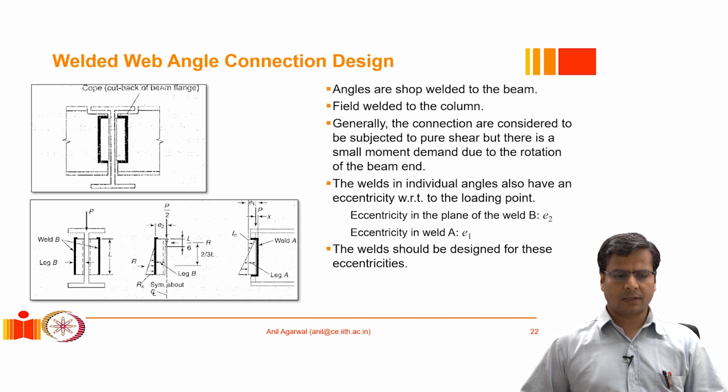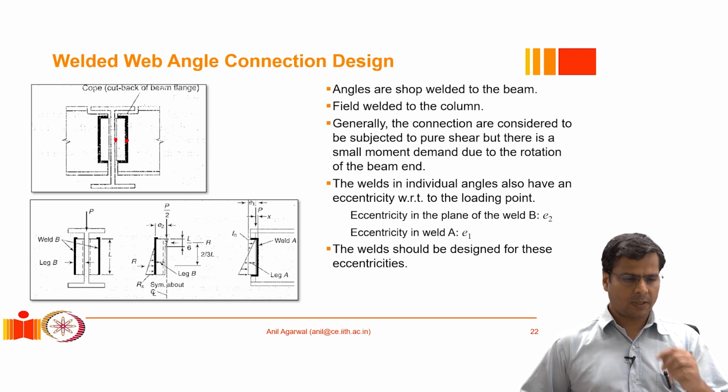Also, the other factor that can introduce a moment is the eccentricity in the connection. In fact, this eccentricity effect is much more significant. So imagine that this angle is welded at this location as well as this location. So there are two locations where this angle is welded, at both ends, right? And the force is getting transferred by the beam closer to this edge or this location. Now this has to be transferred to this location.